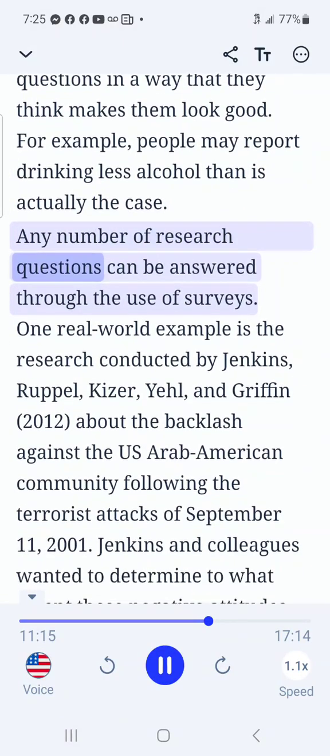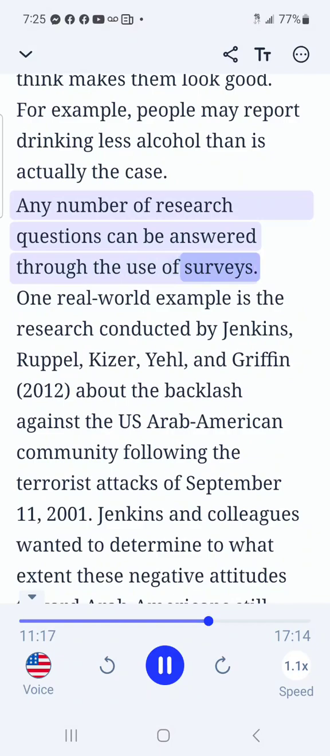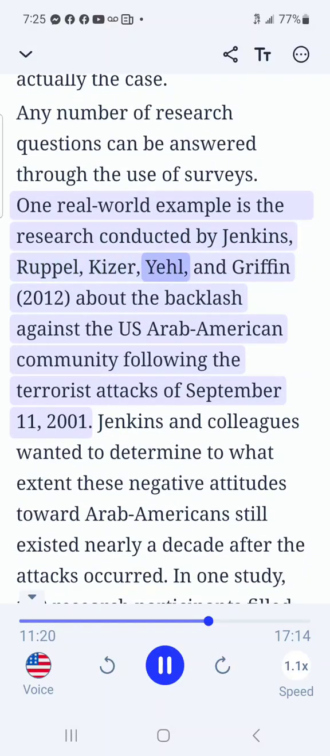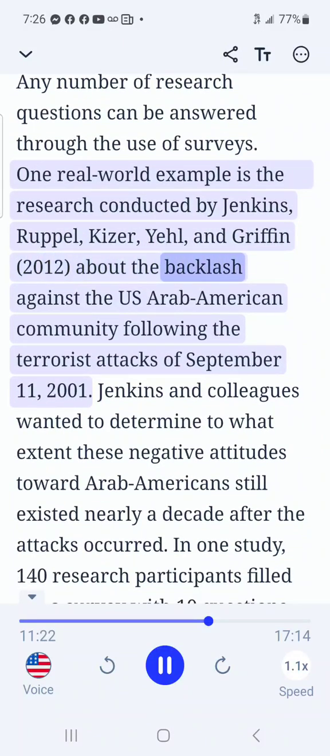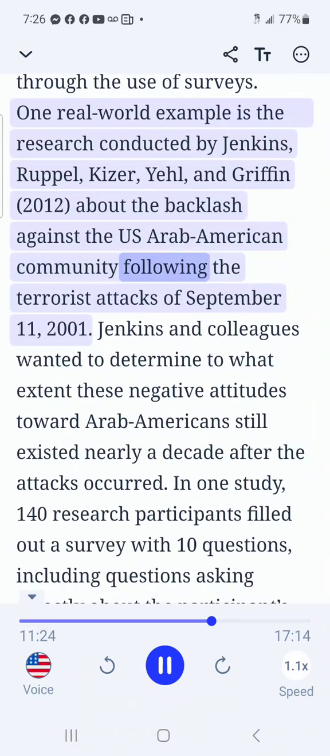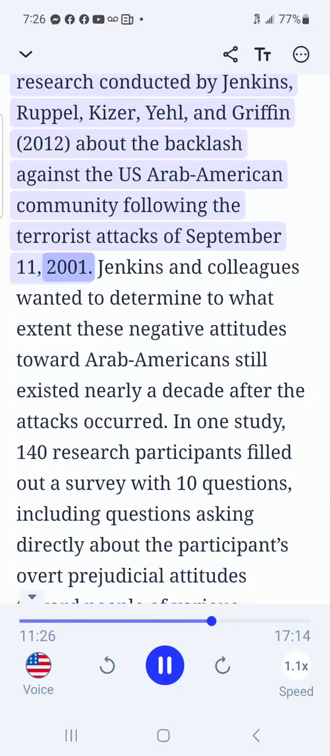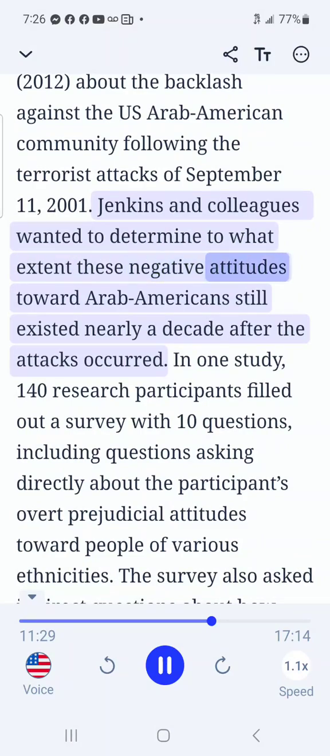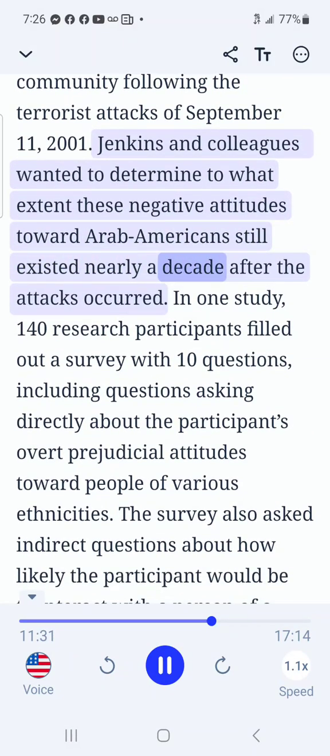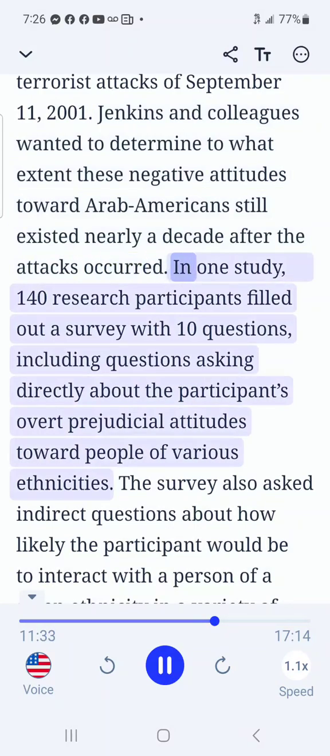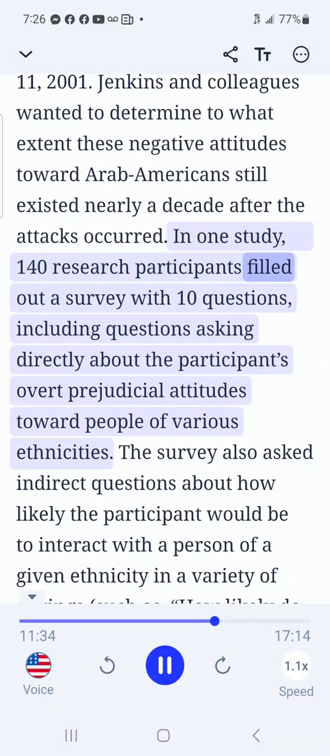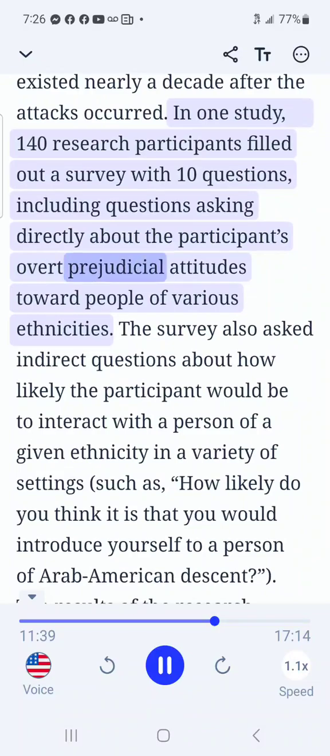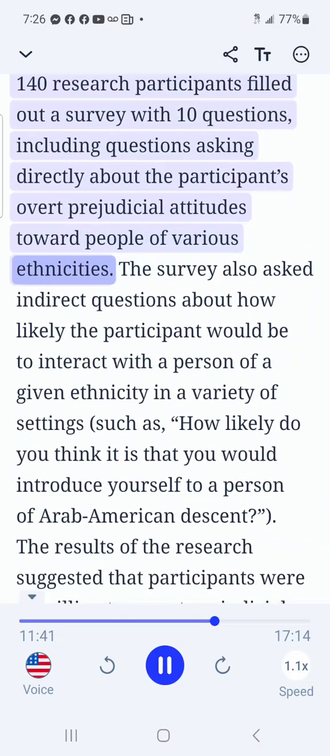Any number of research questions can be answered through the use of surveys. One real-world example is the research conducted by Jenkins, Ruppel, Kaiser, Yell, and Griffin, 2012, about the backlash against the U.S. Arab American community following the terrorist attacks of September 11, 2001. Jenkins and colleagues wanted to determine to what extent these negative attitudes toward Arab Americans still existed nearly a decade after the attacks occurred. In one study, 140 research participants filled out a survey with 10 questions, including questions asking directly about the participants' overt prejudicial attitudes toward people of various ethnicities.